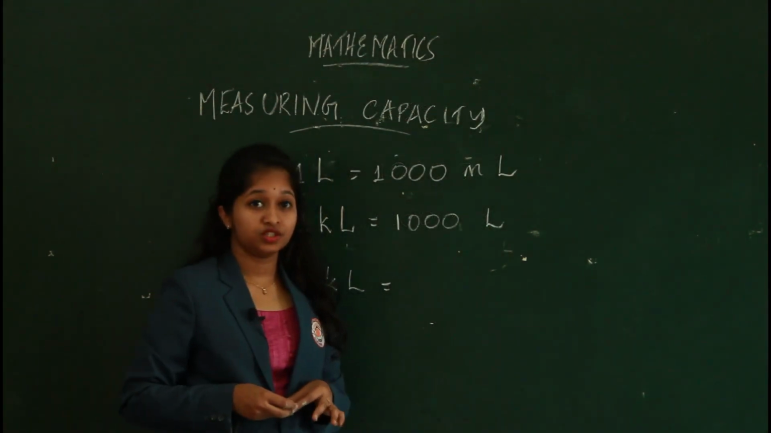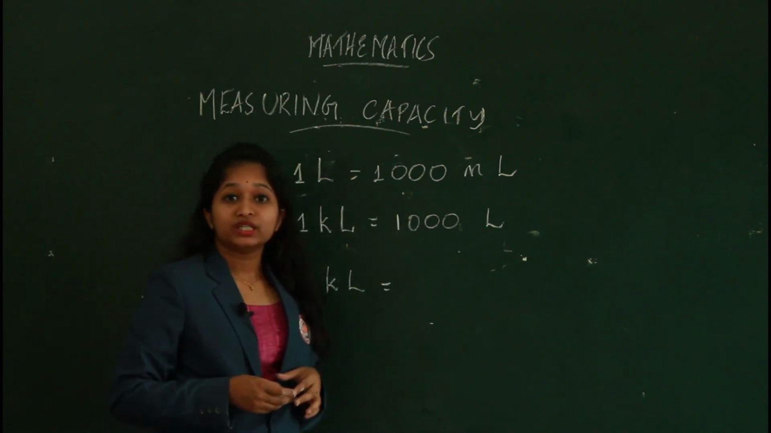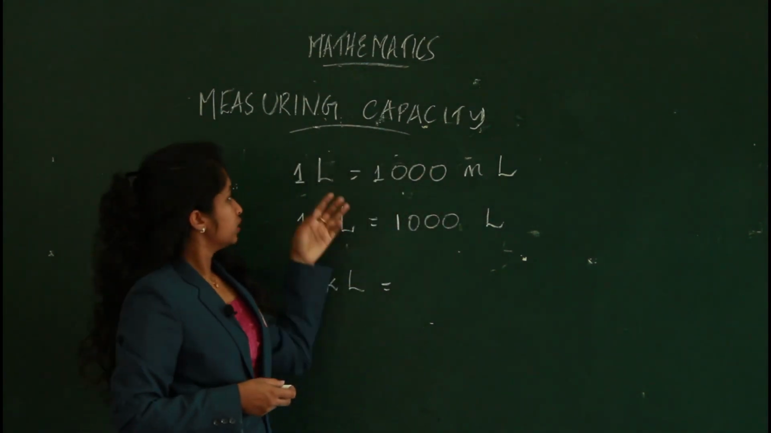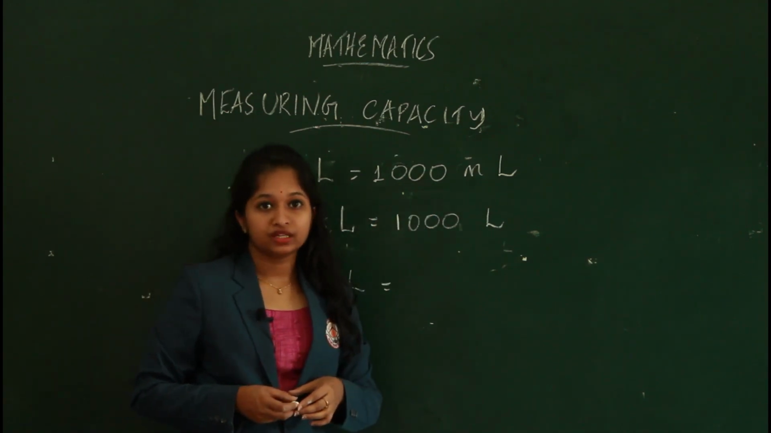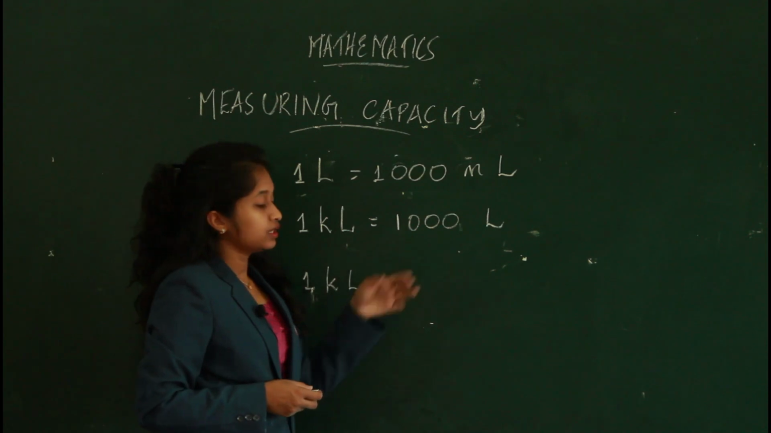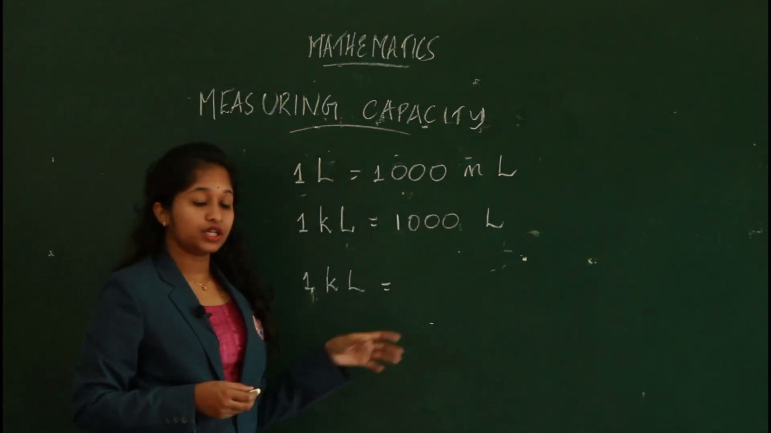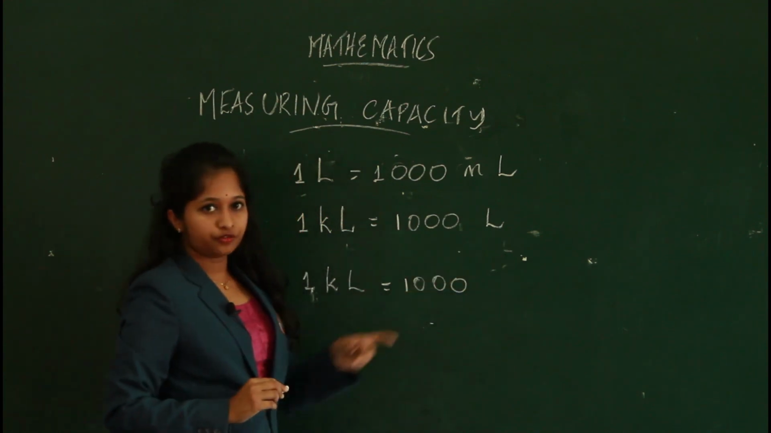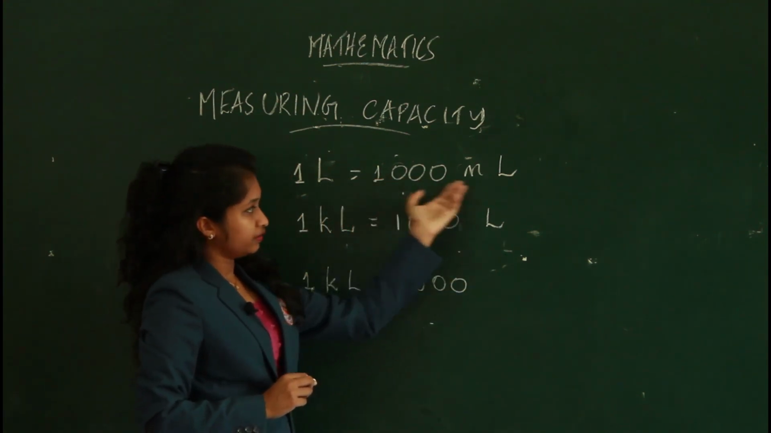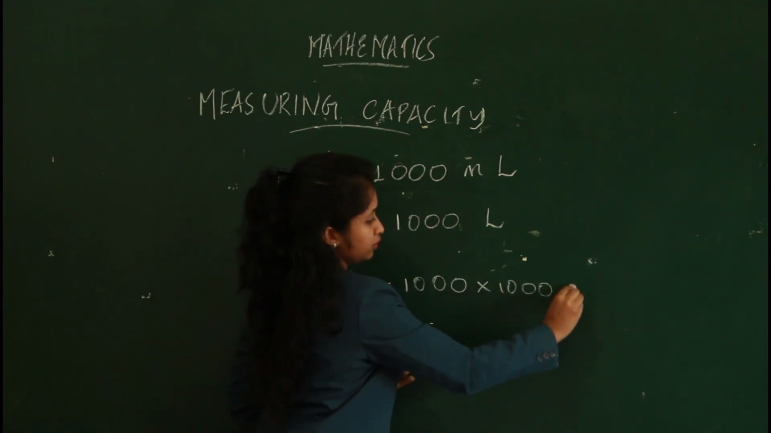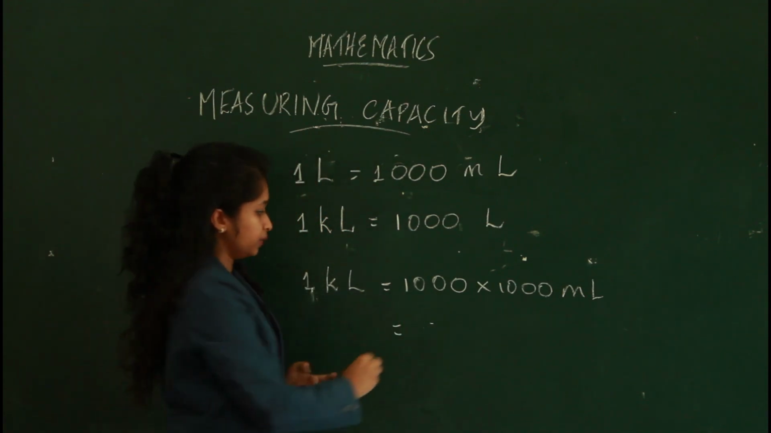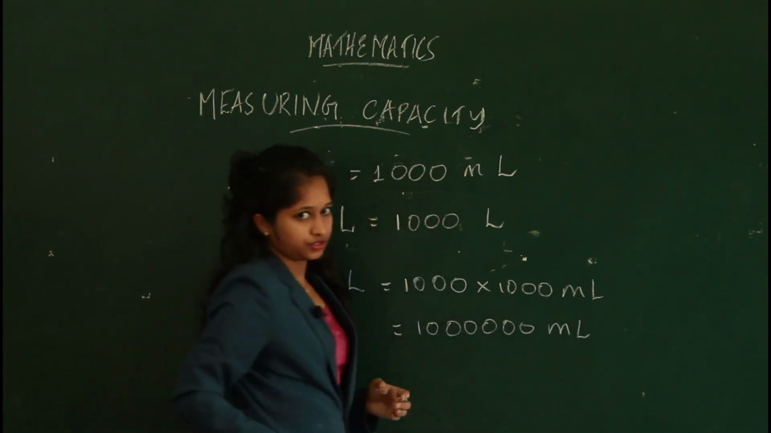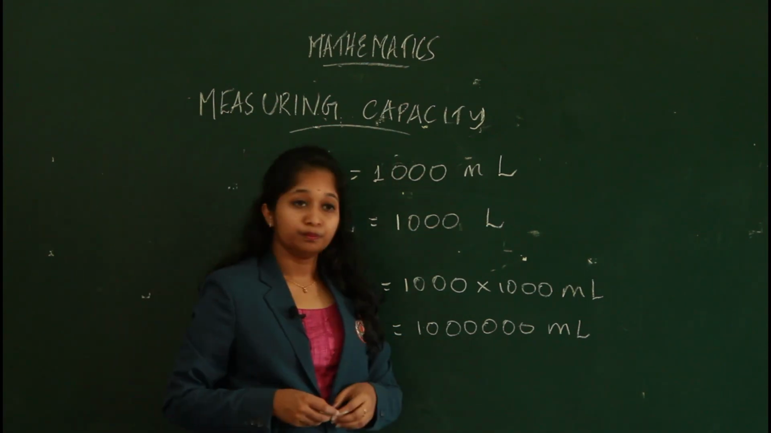How do we measure capacity? What are the units for it? It is milliliter, liter, kiloliter. Yes, these are the standard units to measure capacity. So, 1 liter is 1000 milliliter and 1 kiloliter is 1000 liters. How can we write kiloliter in terms of milliliter? Write the 1000 here, and in place of 1 liter, write this value, that is 1000 milliliter. So, in total we will get 1 kiloliter is 10 lakh milliliter. 1 kiloliter is 10 lakh milliliter.